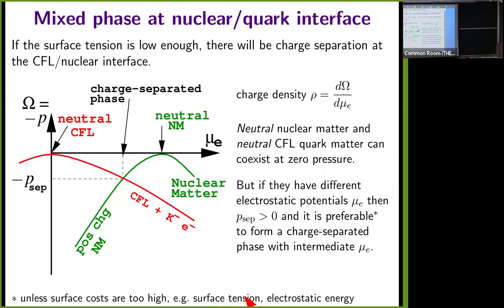Are the surface energy costs big enough so that it doesn't form a mixed phase and it just jumps straight from neutral nuclear matter to neutral quark matter? Or are the surface energy costs small enough that you get some mixed phase? Anybody want to ask a question here? Because this is the physics that I really was hoping to illuminate for you.